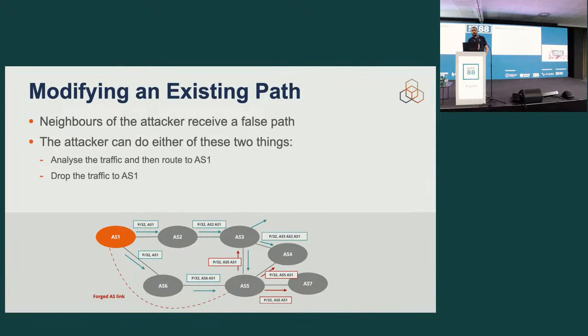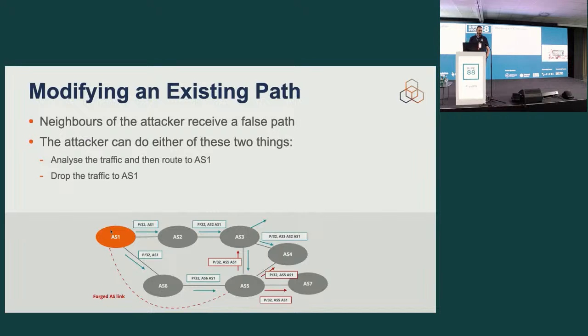Or it could be the case that I don't forge a link, but I change the path. Let's say AS1 is sending BGP announcements. It sends them to AS2, AS6, then AS3, then AS5. Now AS5 is malicious. It wants to hijack the path going towards AS1. So it sends the BGP announcements, but instead of putting AS6 in the path between AS5 and AS1, it says, you know what, I'm directly connected to AS1.